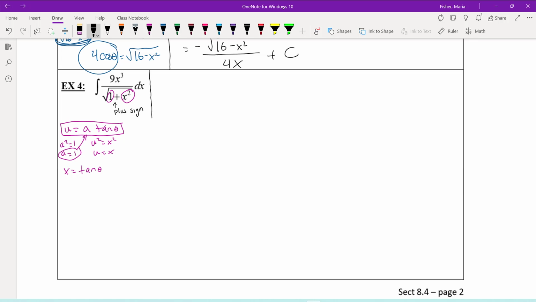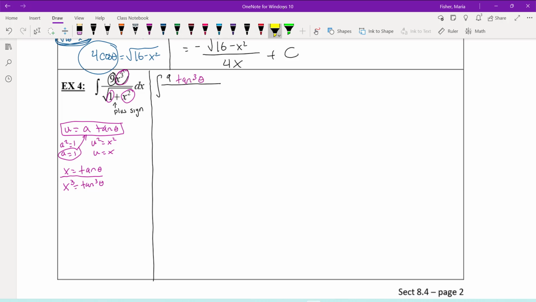Now I'm going to have to get rid of everything in my integral, get out of x's and get into thetas. So I have the indefinite integral here of, well, 9 stays. Now I need to figure out what is x cubed. Well, if x is equal to the tangent of theta, x cubed would equal tangent cubed theta. So for this I write tangent cubed theta.